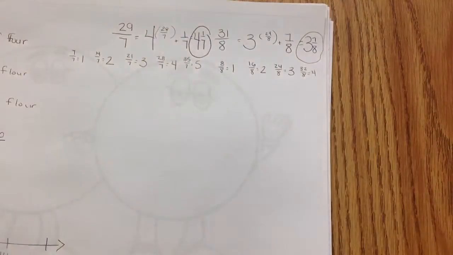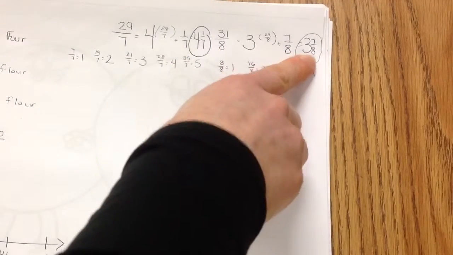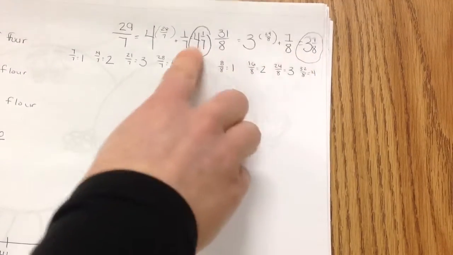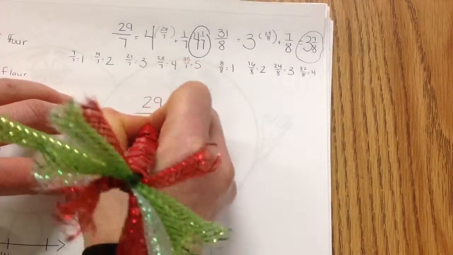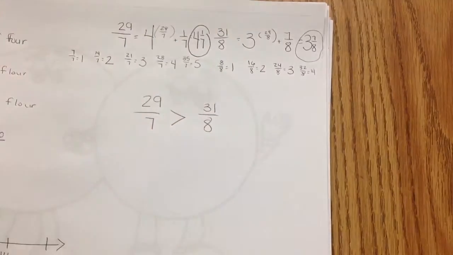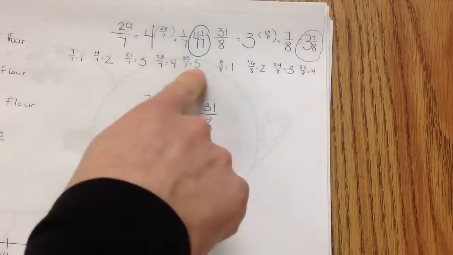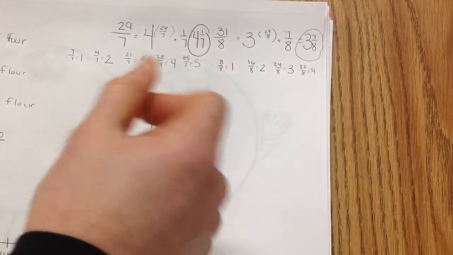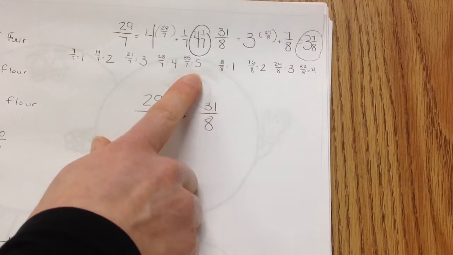So now can I compare those two fractions? Oh yeah. Which one's bigger, 4 wholes and 1/7 or 3 wholes and 7/8? Well, I sure hope you said 4 wholes and 1/7. Therefore, 29 sevenths is greater than 31 eighths. You can't just guess. Look at all the work that went into that. Now, you may not need to do this because you know your facts really fast, or you may need to, and that's okay. But take your time.